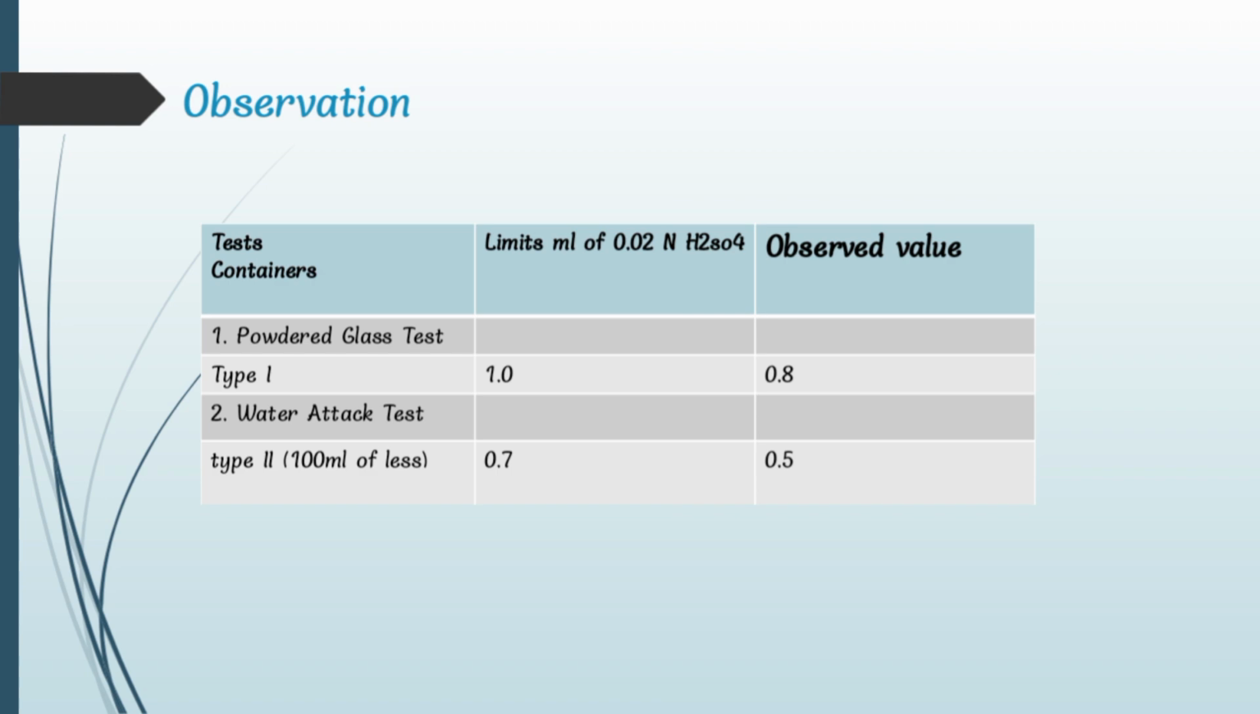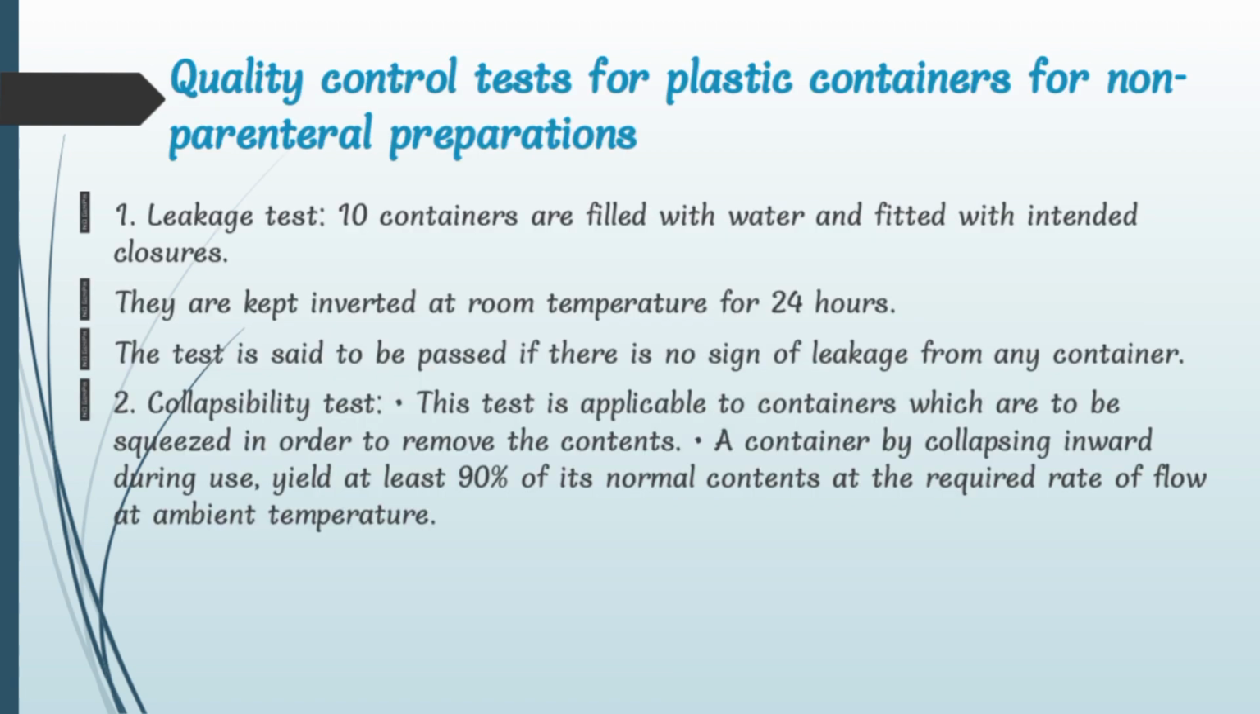Observations: for the powder glass test, type 1, the limit is 1.0 and the observed value is 0.8. And for the water attack test, type 2 glass containers with a 100 ml capacity or less, 0.7 is the limit and the value observed is 0.5.